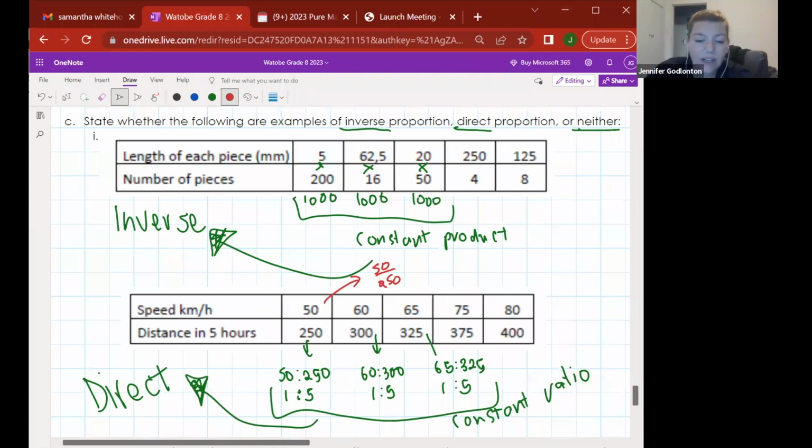But if you don't want to use fractions, if that confuses you, you just want to get that down to 1. Yeah, absolutely. First, check if there's a constant product. If there isn't a constant product, then you're going to want to check if there's a ratio. And if there is neither, then it would be none of them.